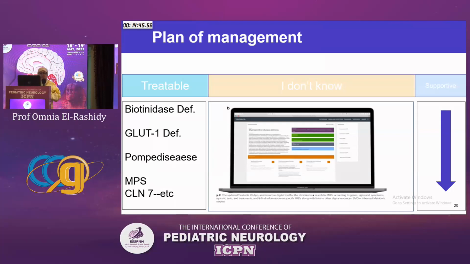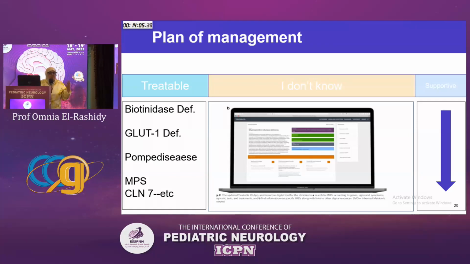Pompe disease, as we said, and MPS, and some types of neuronal ceroid lipofuscinosis. If I don't know what we can do, I found an app where I can put in the mutation to find the disease and to find where the treatment is. I already have the app on my phone. Anyone want the app? I didn't try it yet, but I just got it this morning. You find where the treatment is, whether it is research or approved, which countries and which center. So it's very easy. You can find out if it's treatable or not.